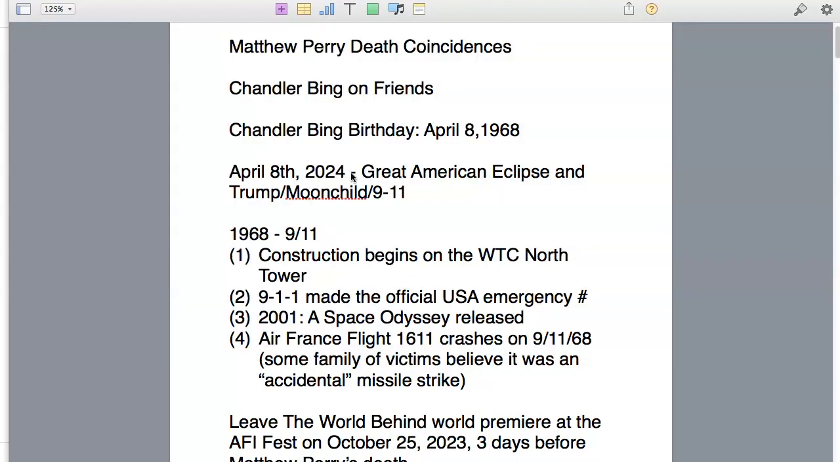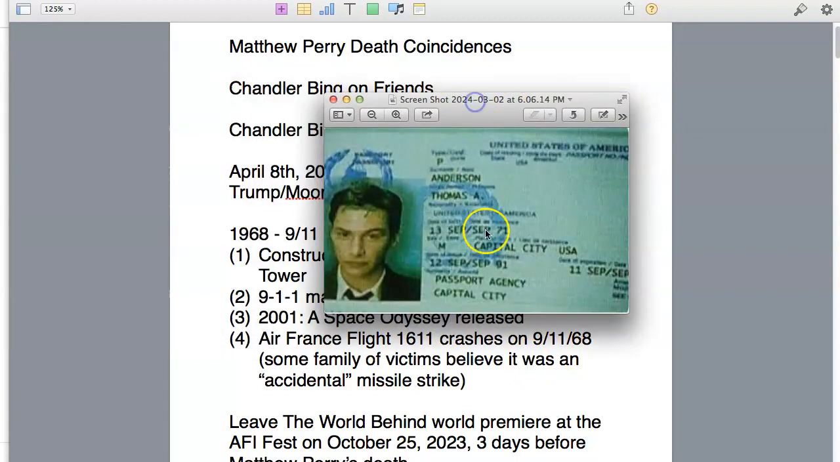Obviously, as a lot of people with a television know, Matthew Perry played Chandler Bing on Friends. And it just so happens that Chandler Bing's birthday is April 8th, 1968. Now, first of all, this is a completely fictitious birthday. But, speaking of pattern recognition, we have examples in the past, like Keanu Reeves in The Matrix, playing the character Thomas Anderson and having a passport that expired on September 11th.